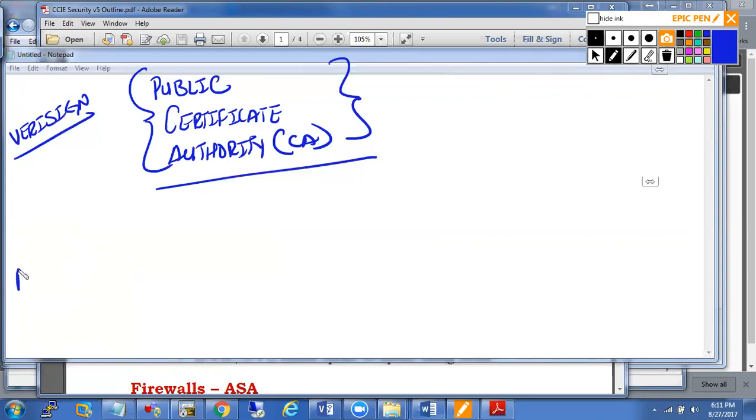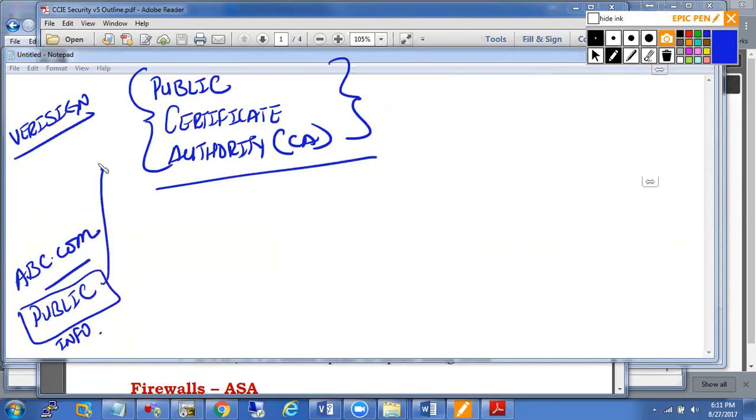So let's say you're abc.com and you want to do business on the internet. On the internet, what you would do is you would generate your public-private key. You would take your public key along with your information. And what would you do with that? You would send it to VeriSign, along with all the validating documents, like maybe a company certificate, maybe an incorporation certificate, maybe a trade license, whatever your documentation is required for your company validation.